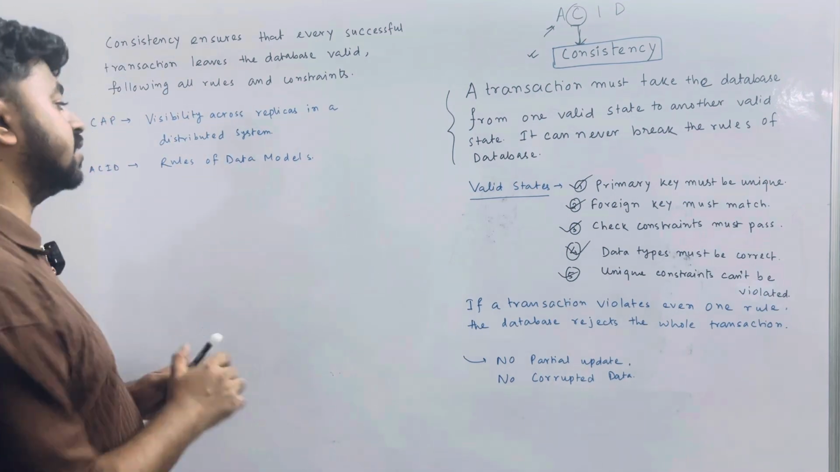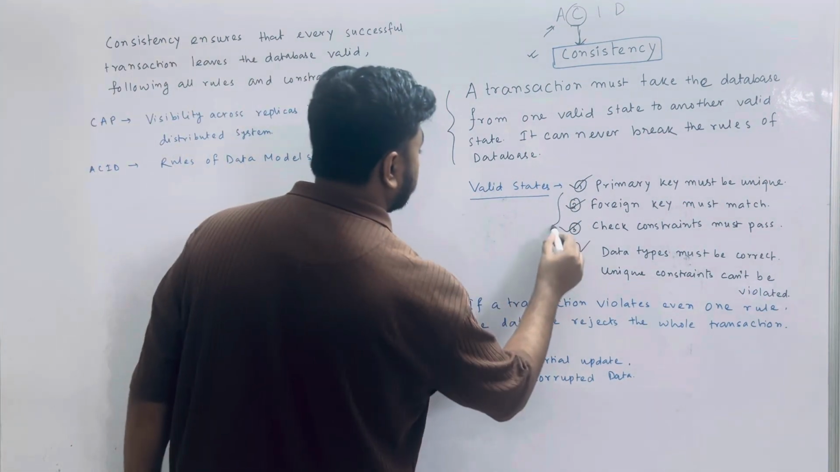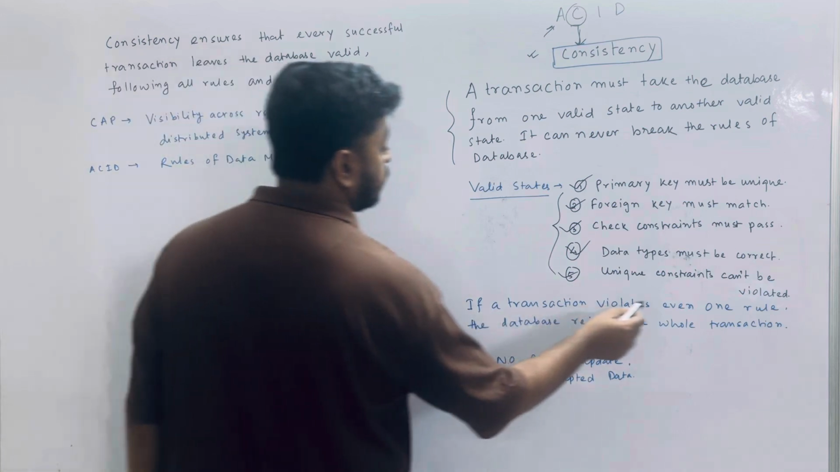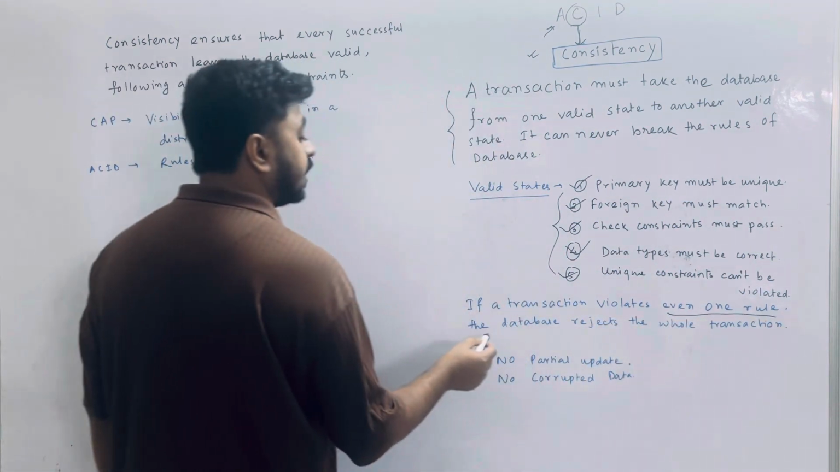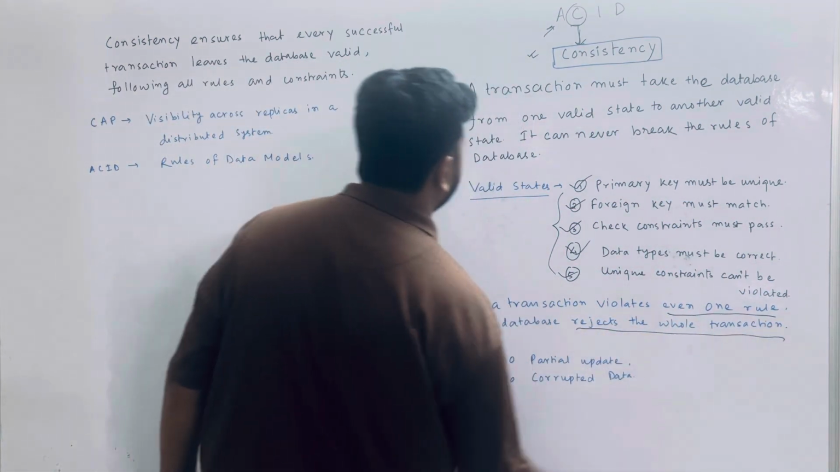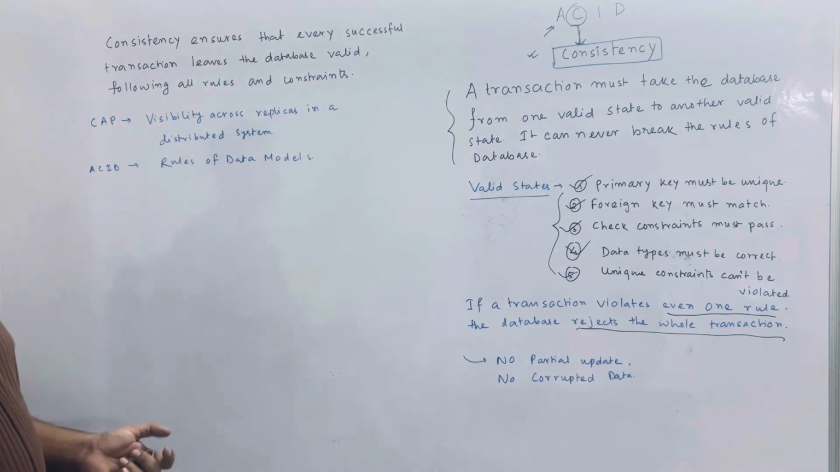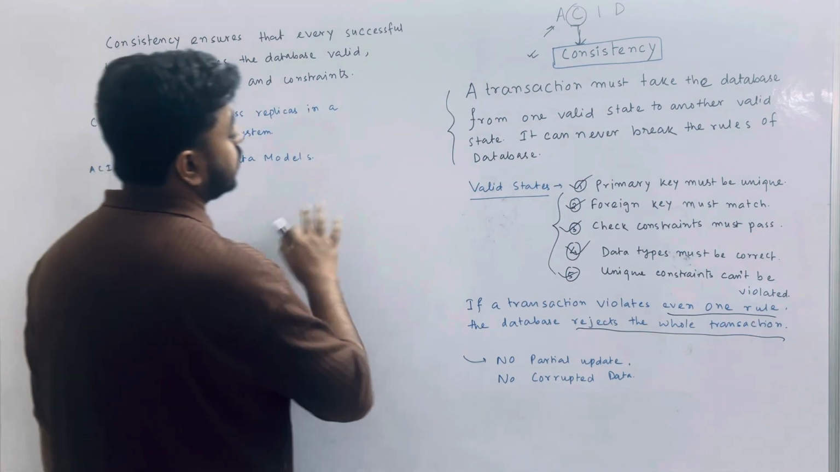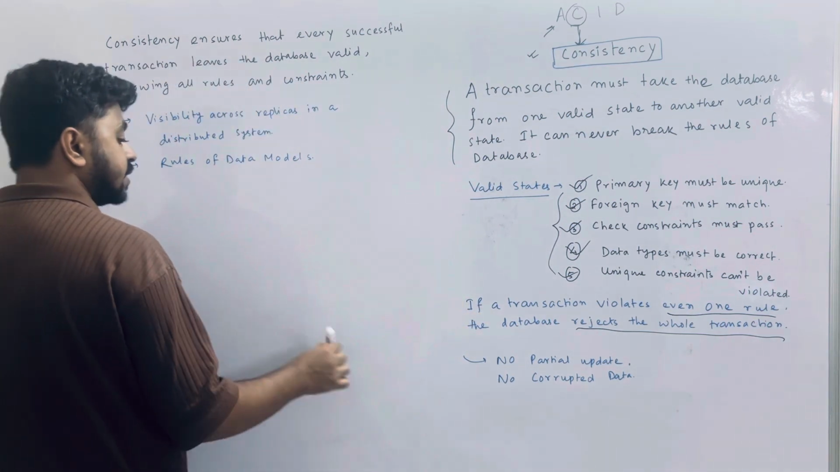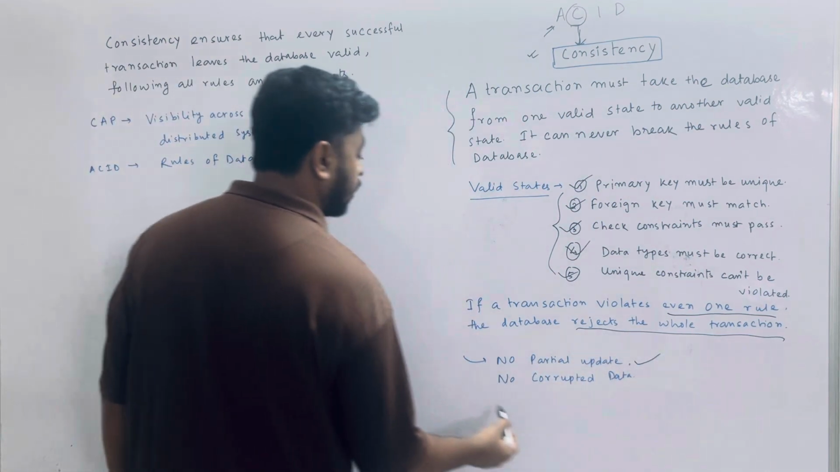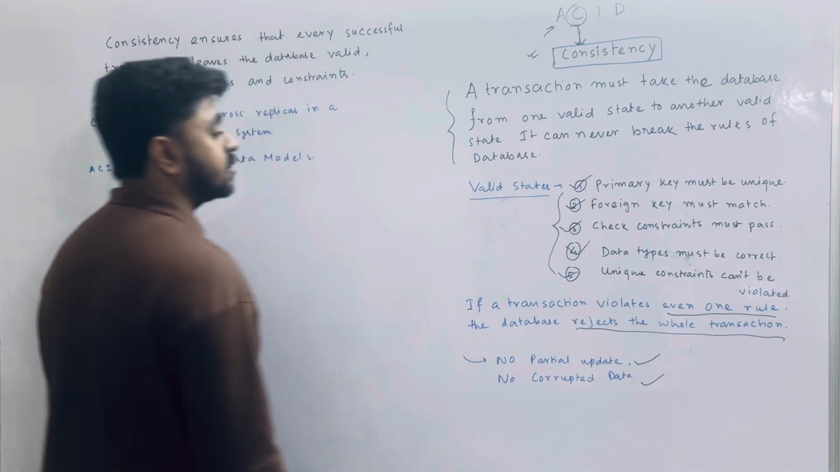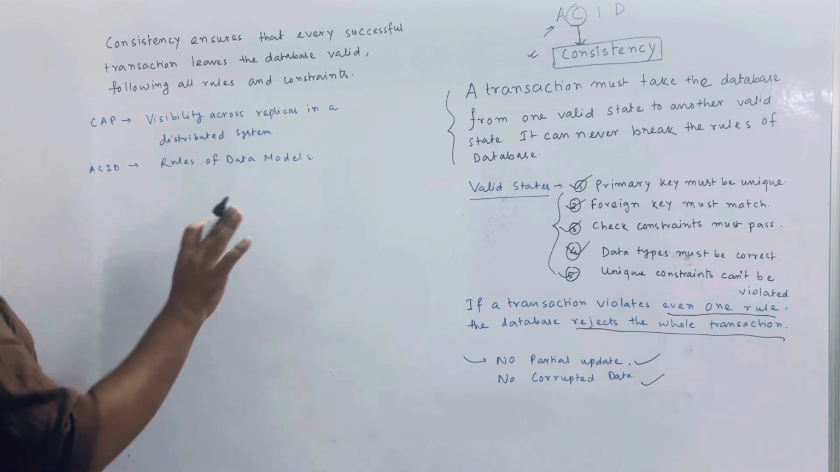If any transaction violates even one of these rules, the database rejects the whole transaction. It will ensure that no partial update has been done and no corrupted data gets persisted in the database. So this is what consistency means.